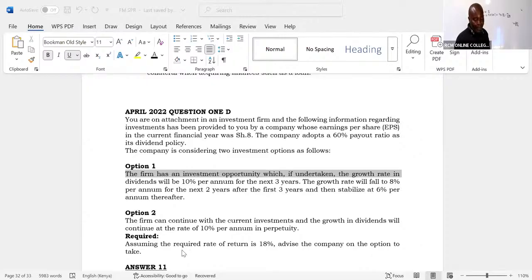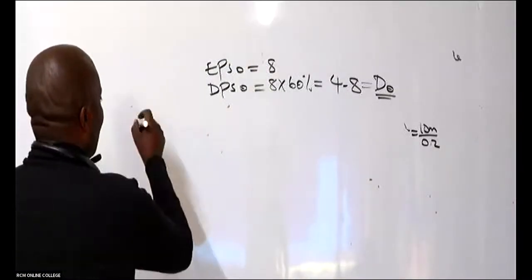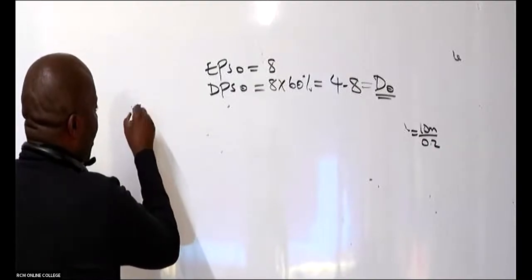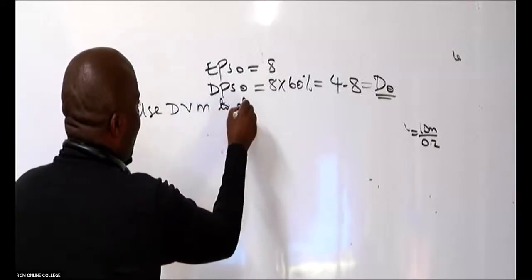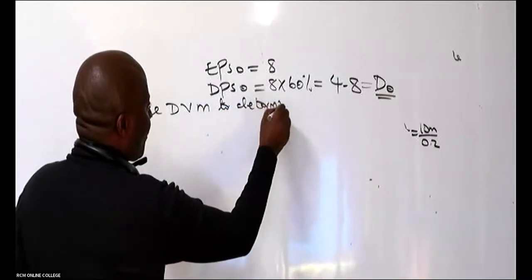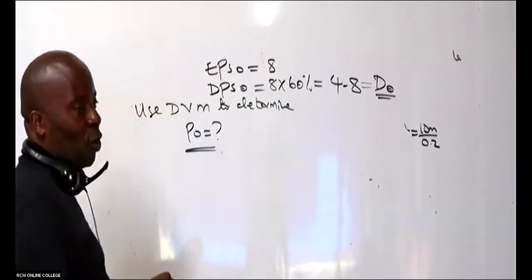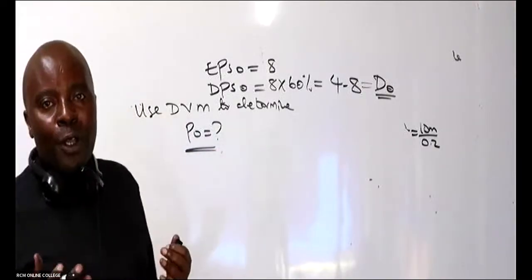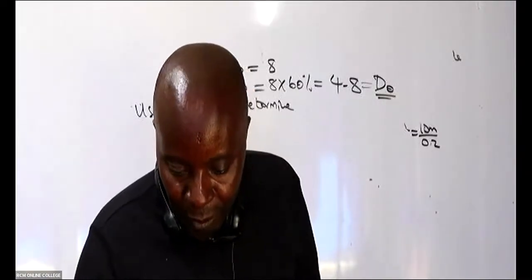So ladies and gentlemen, basically, they want me to use the dividend valuation model. So use the dividend valuation model to determine P0 between the two options. And then, of course, you will be able to go for that particular option in question 1B.